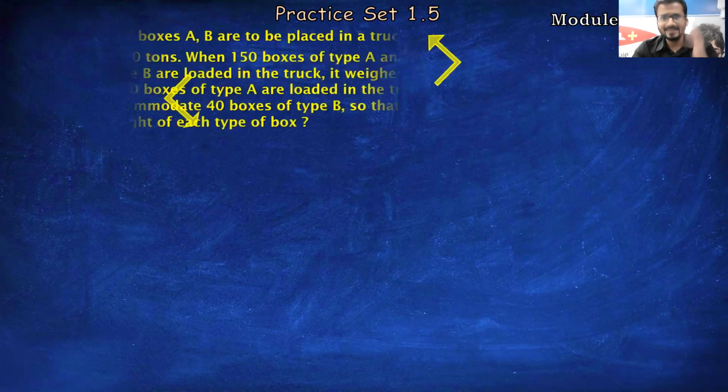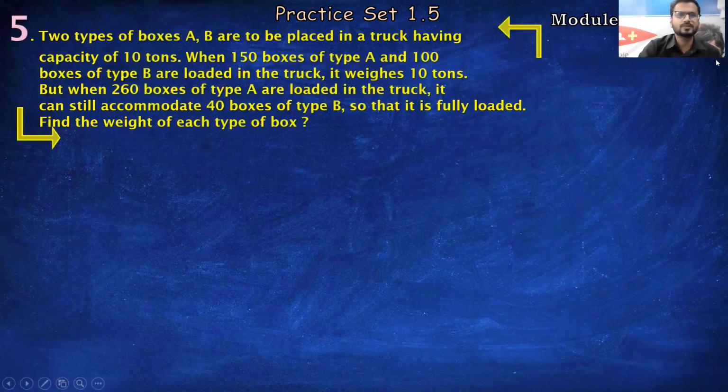So let's get started. This is the first question for the day, students. The question says: two types of boxes A, B are to be placed in a truck having capacity of 10 tons. When 150 boxes of type A and 100 boxes of type B are loaded in the truck, it weighs 10 tons. But when 260 boxes of type A are loaded in the truck, it can still accommodate 40 boxes of type B so that it is fully loaded. Find the weight of each type of box.